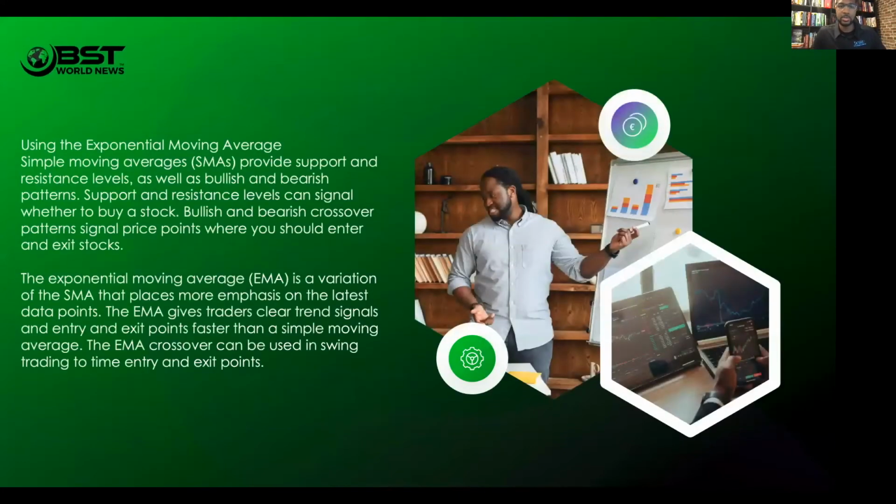So using the exponential moving average, simple moving averages provide support and resistance levels as well as bullish and bearish patterns. Support and resistance levels can signal whether to buy a stock. Bullish and bearish crossover patterns signal price points where you should enter and exit stocks. These terms, exponential moving averages, simple moving averages, a moving average is a technical indicator. We're going to break all these indicators down.